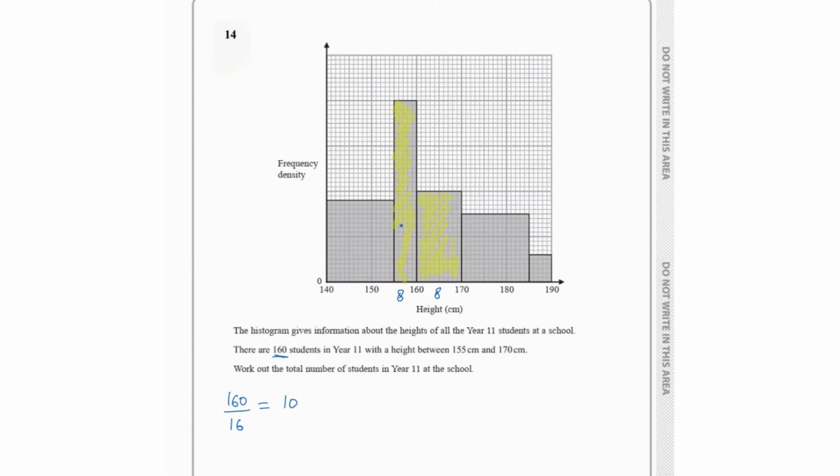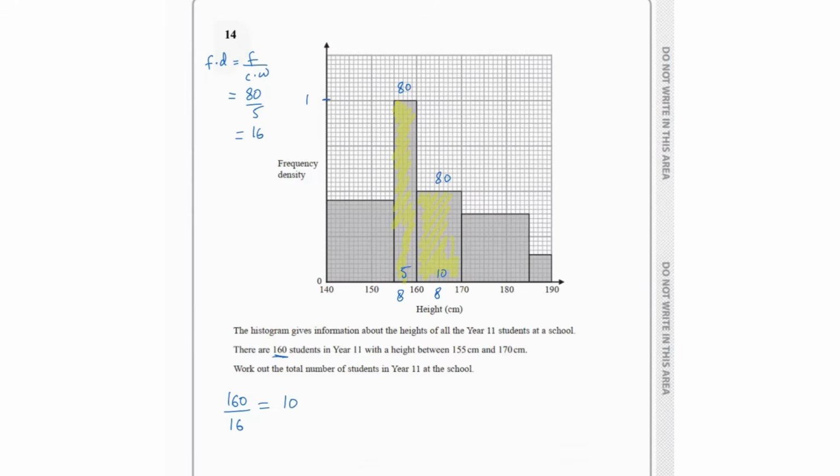So if we have 1, 2, 3, 4, 5, 6, so we have 80 students over here and 80 students over here. That's how it will be divided. So now the 80 students, the interval from 155 to 160 is 5. The interval from 160 to 170 is 10. Frequency density is your frequency divided by class width. Class width from 155 to 160 is 5. So 80 divided by 5, and that gives us 16.